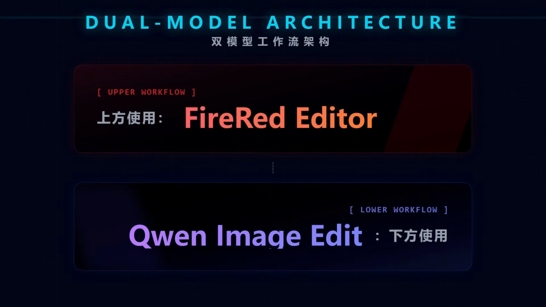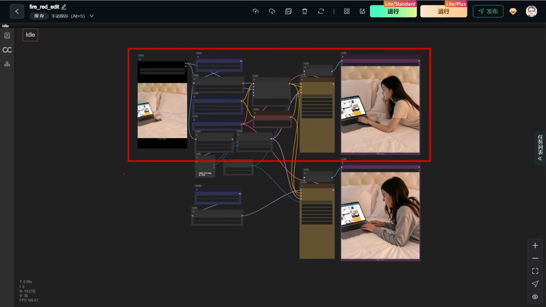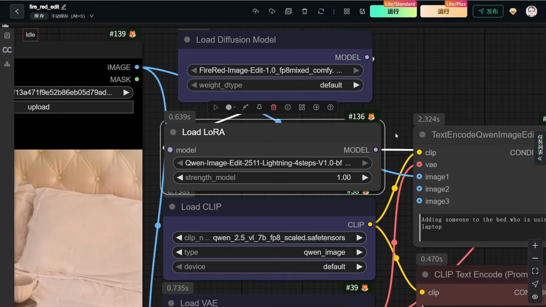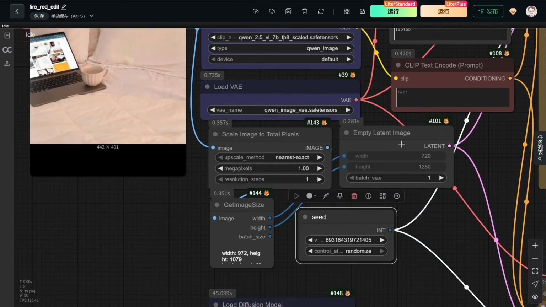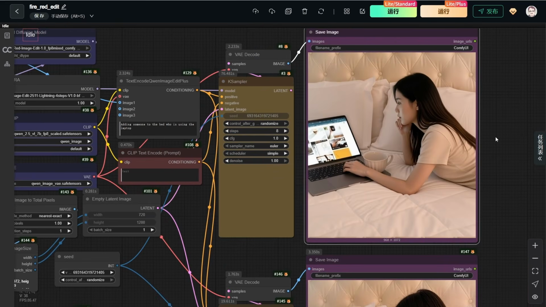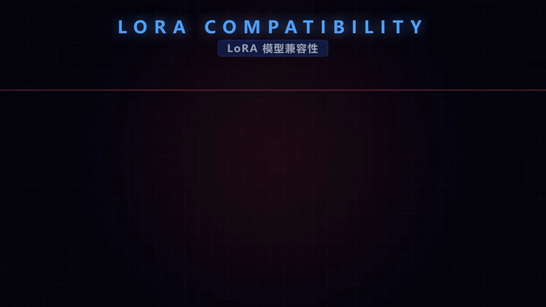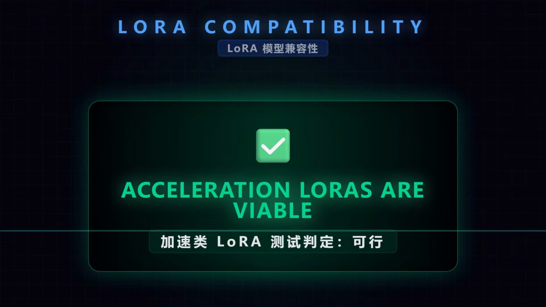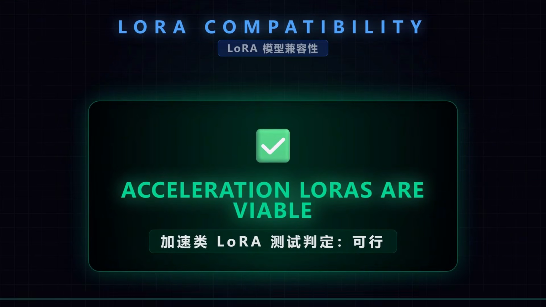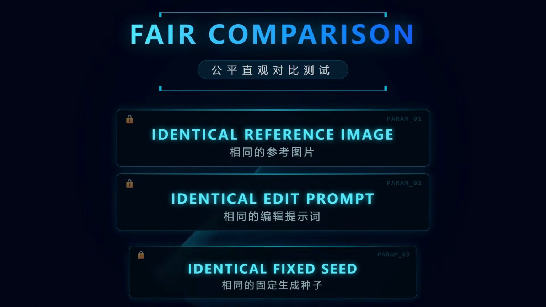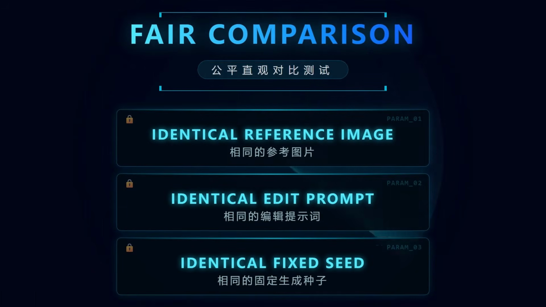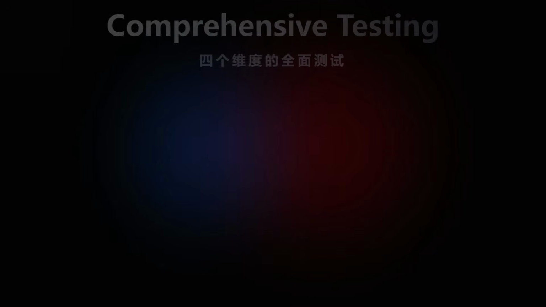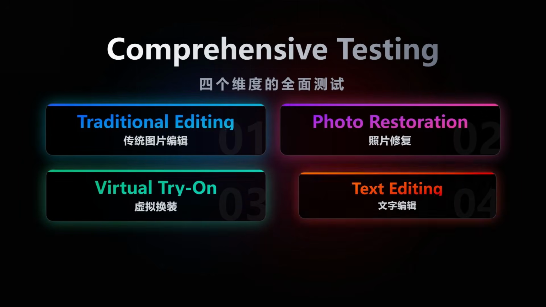Let's break down the workflow real quick. The setup you are looking at consists of 2 main parts. The top section uses the Rededit model, and the bottom uses Qwen Image Edit. You'll quickly notice that the setups for both models are basically identical. To speed things up, we even used the same acceleration LoRA. Just a quick heads up, not all Qwen LoRAs work with Rededit, but our tests show that the acceleration LoRA works perfectly fine. Keep it simple and direct. Same reference images, same edit prompts, and same seeds. Now let's dive into our comprehensive test across 4 dimensions with 10 test cases.